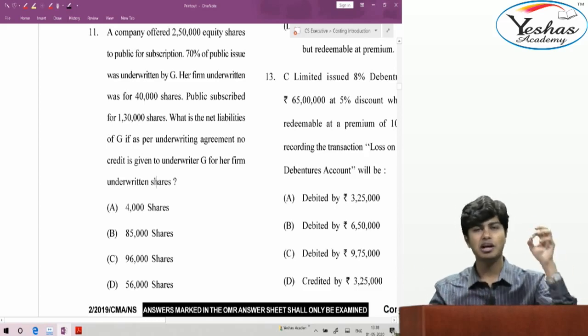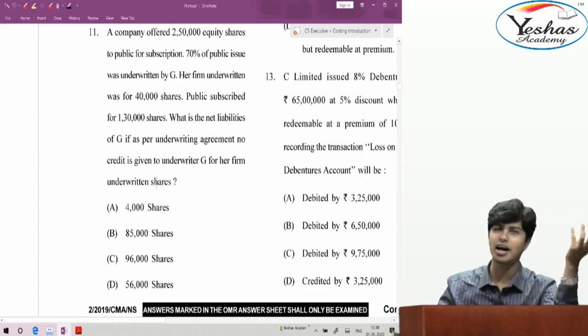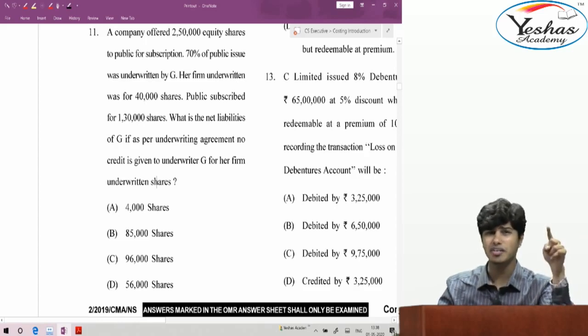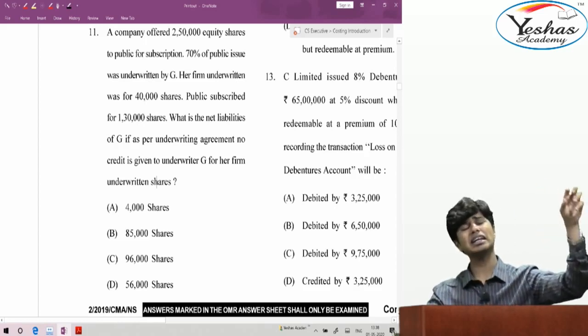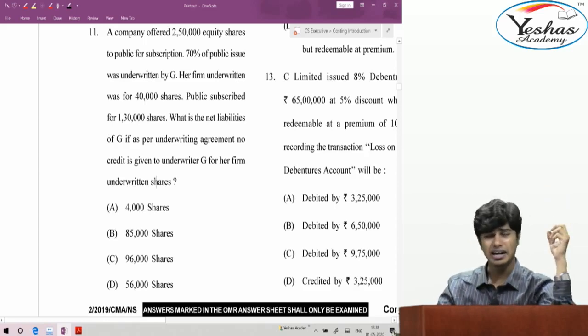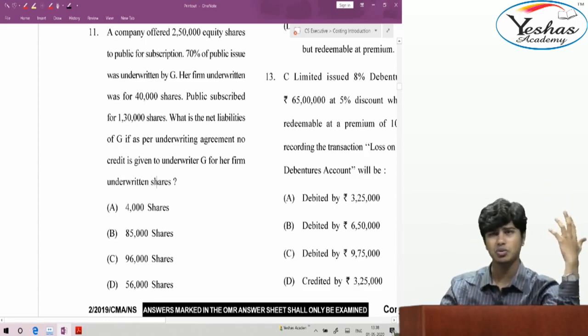In a simple sense, firm underwriting, benefit given, treat like marked applications. Firm underwriting, benefit not given, treat like unmarked applications. So if you start with gross liability, subtract marked applications, subtract unmarked applications, and then subtract firm underwriting, you will end up with what? Net liability.